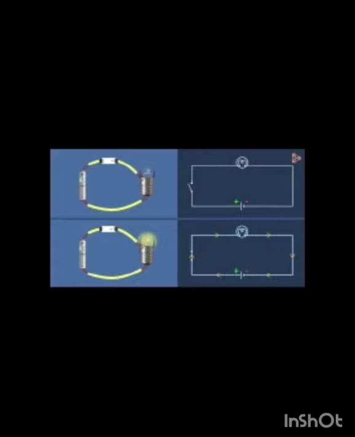Now here is a question for you. We know that when the electric current flows between the two ends of the filament, it heats up. This heating up of the filament results in its glowing, and this is how we receive light from the bulb. But if this filament is broken, then will the bulb glow? No, it won't. This is because if the filament breaks, the circuit will be broken.